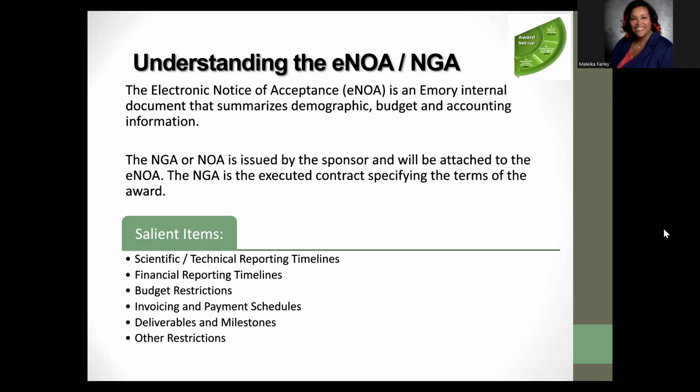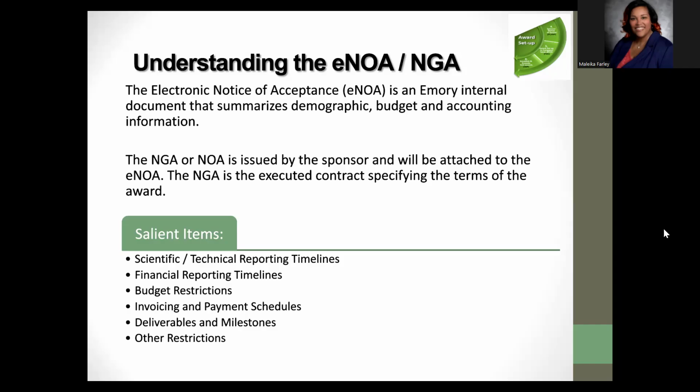Once we get that ENOA, we will review what the award setup team has generated, because people make mistakes, and we want to make sure that everything was set up correctly. Then we review the sponsor notice of award to make sure we understand all of the terms and conditions of accepting this award and all the things that we need to be mindful of as we are managing it, and bring to the attention of our PIs as needed.